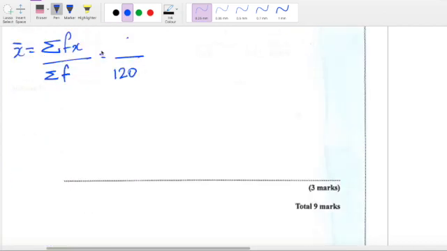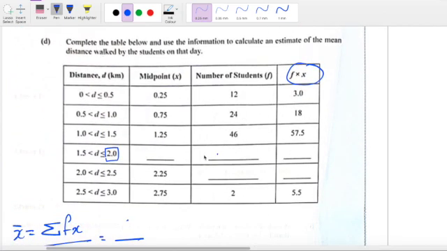So 112, remember that's cumulative frequency. So that 2.0 will be 112, and what will come over here is the 112 minus all of this that came before. So 12 plus 24 plus 46 is 82. So all of this here is 82. So 112 minus 82 gives us 30, right?